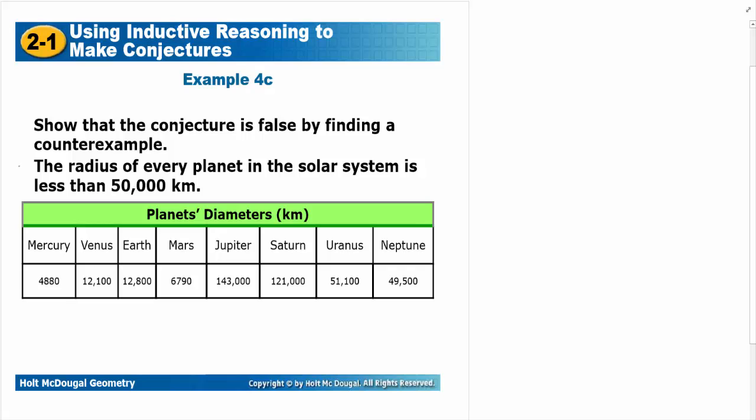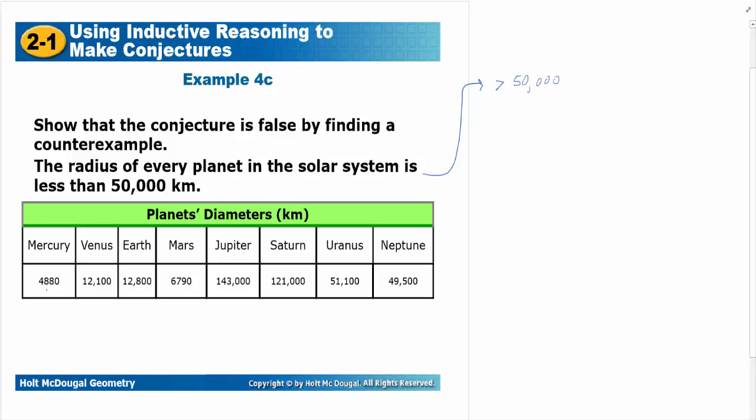Alright, next up we have data with planets' diameters, and it says the radius of every planet in the solar system is less than 50,000 kilometers. So again, same thing as we did before. We've got your conjecture. Now we are trying to find a counterexample to this conjecture. The radius of every planet in the solar system is less than 50,000. I'm trying to find something greater than 50,000.